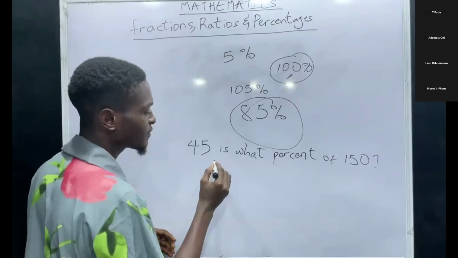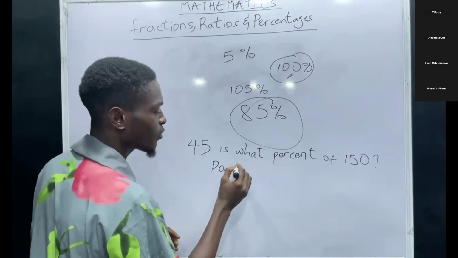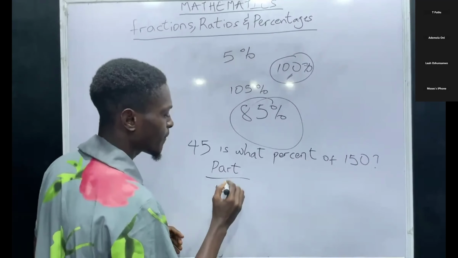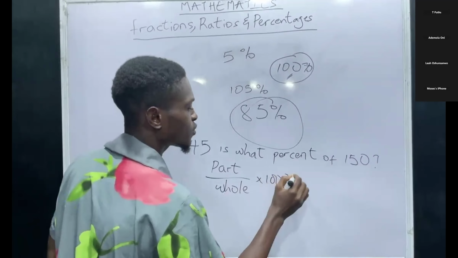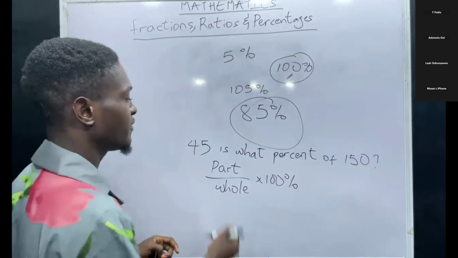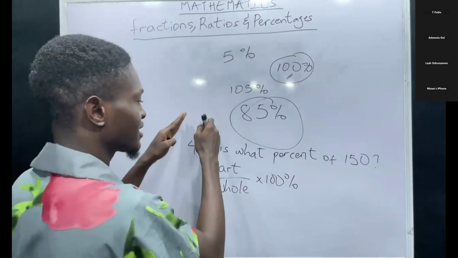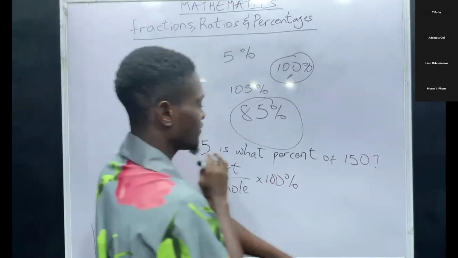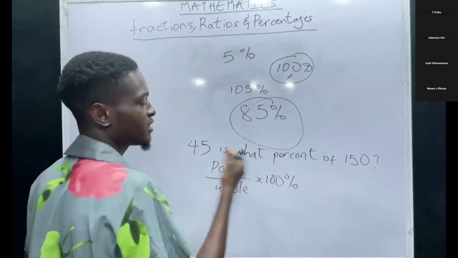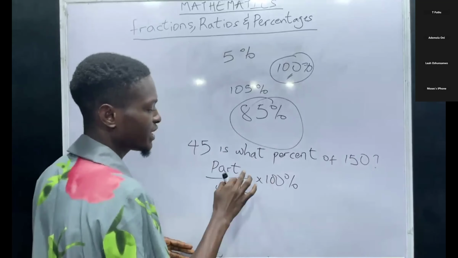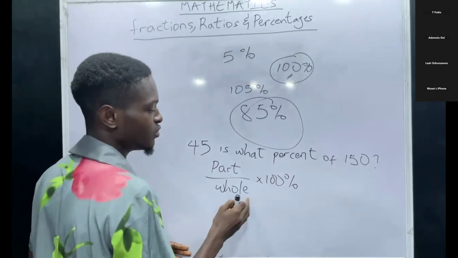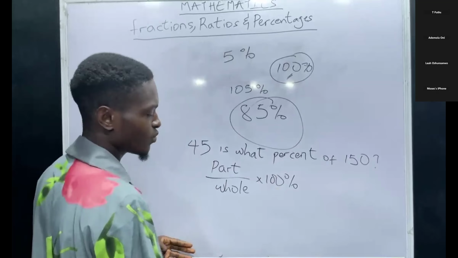You always use this formula called part over whole multiplied by 100%. Whenever you are solving a percentage question, you are given the part and you are given the whole. Look at this. 45 is just a part of 150. What do you do? You take the part, you divide it by the whole, and you multiply it by 100.